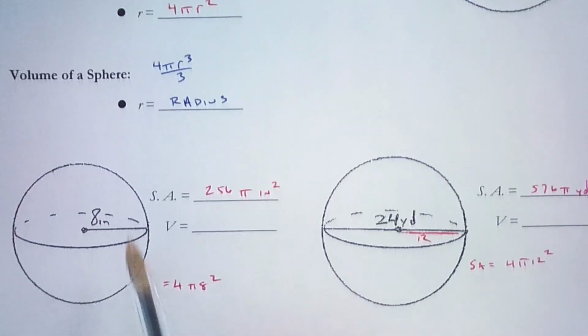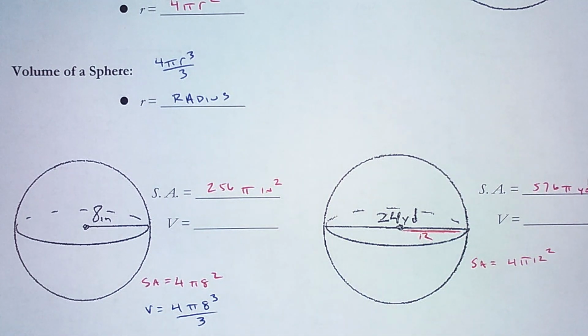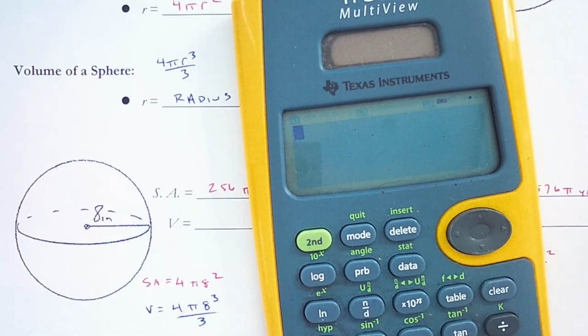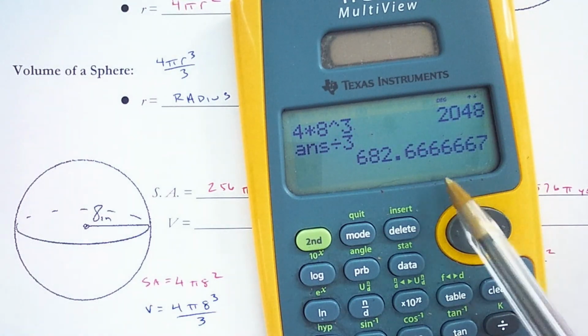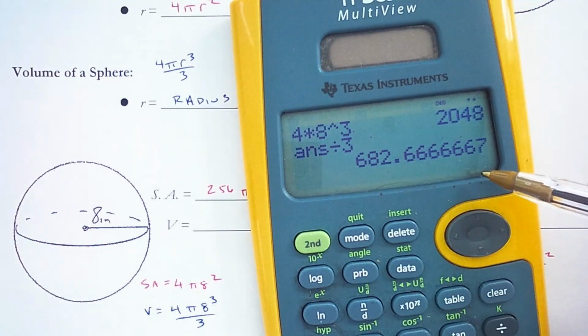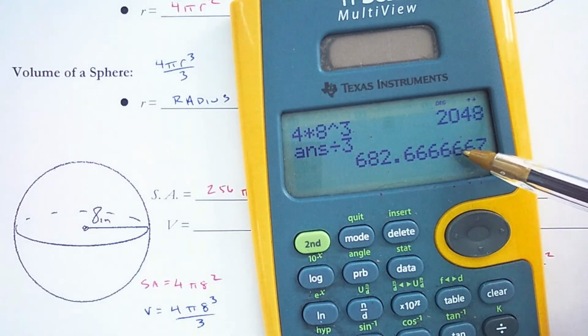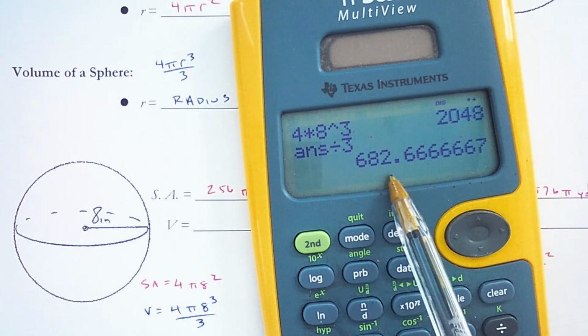So here we have a radius of 8, so the volume is 4 pi 8 cubed over 3. So in our calculator, we won't use the pi, we'll do the numerator first. So we have 4 times 8 cubed, and then we will divide that by 3, and we get this decimal. Now this decimal would require us to round, and I would rather rewrite this as a mixed number. Okay, so that way I can get my exact answer.